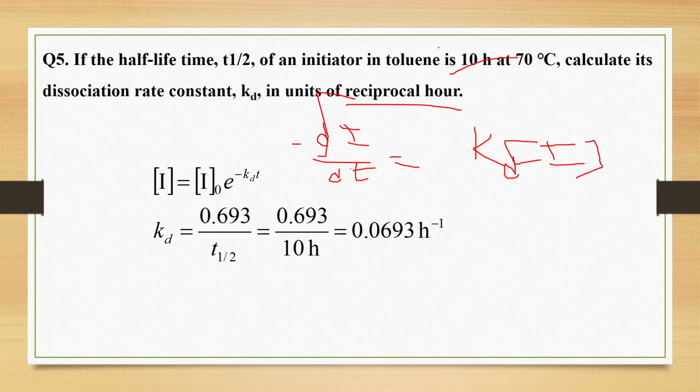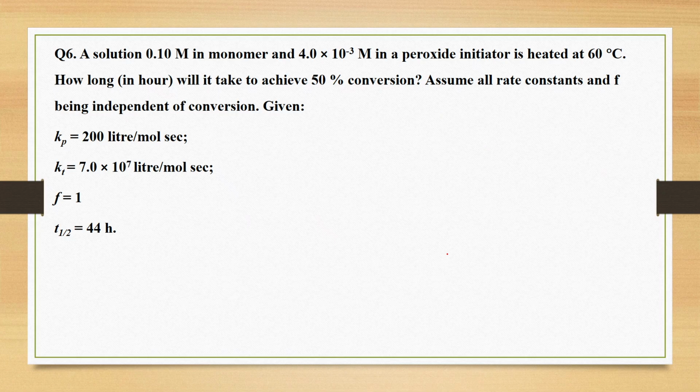So this will give you the equation, and as it is a first order equation, you will have Kd equals 0.693 divided by T half. So this was our answer, 0.0693. So it's very easy. I showed that so that you can solve the next question. This will be a better question than the previous one.